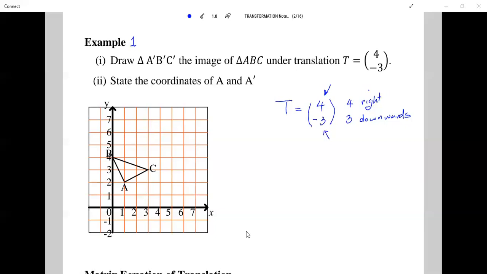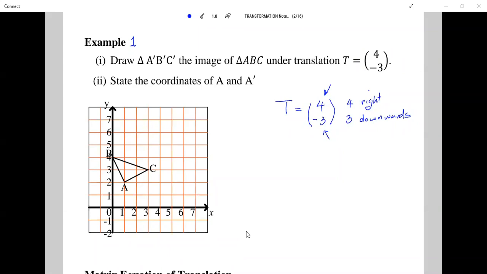So for the top value, if it's positive, I must go right. If it is negative, I must go left. The bottom value, if it is positive, I must go up. If it is negative, I'm going to go down. Now, how do we move a shape? When moving a shape, we move it 1 vertex at a time. I'm going to show you what I mean by that.